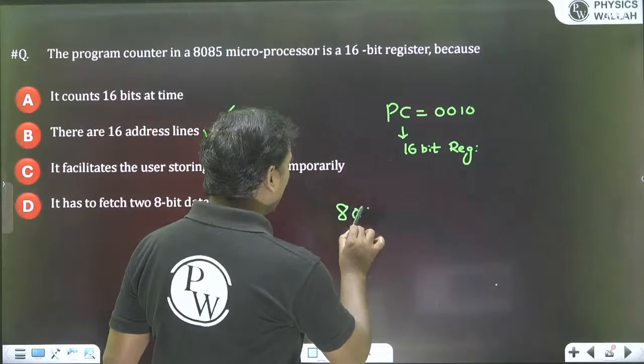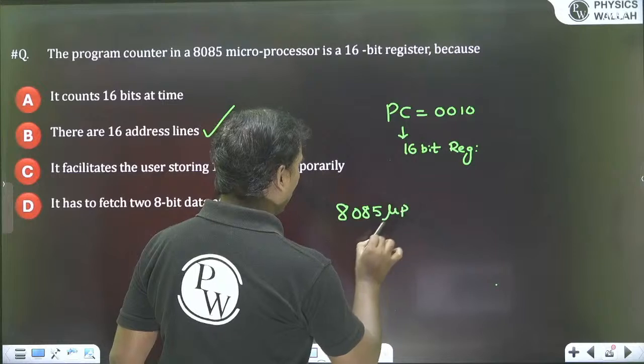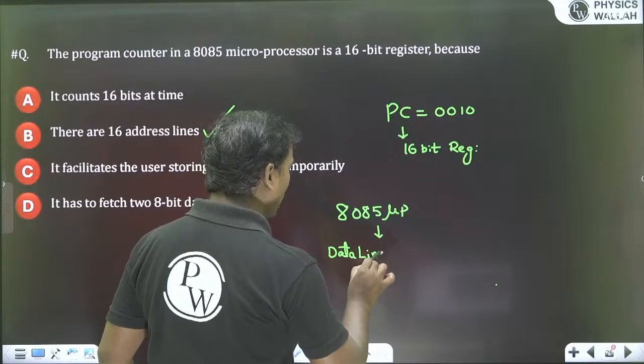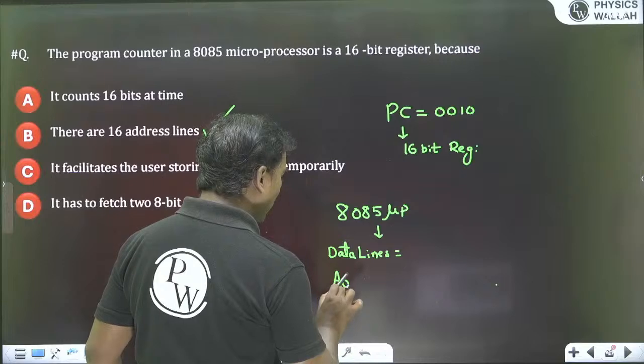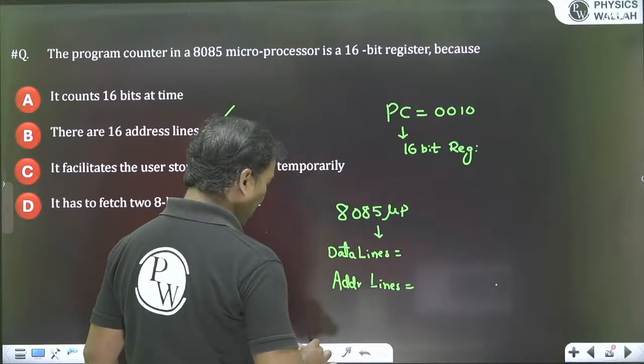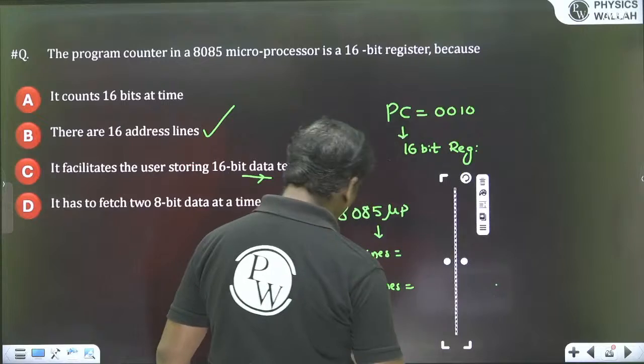In the 8085 microprocessor, how many data lines? Tell me, yaar. How many data lines? Fundamental question I asked. How many address lines? That also you tell me, yaar. How many data lines or address lines? Jaldi batao, yaar. Time waste mat karo.